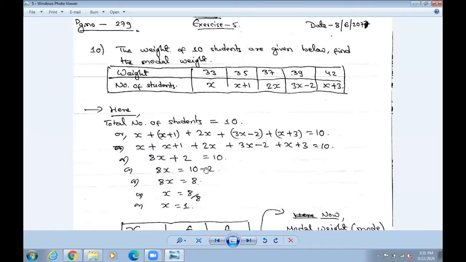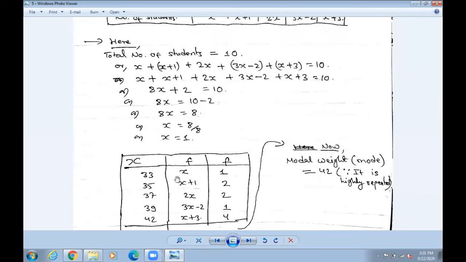Then let us keep the numbers together. When it goes to this side it becomes minus 2, so it becomes 8. When 8 goes to this side it will be divided, because when it is multiplied on this side it becomes a divide sign on the other side. So 8 divided by 8, 8 ones are 8, so it is 1.